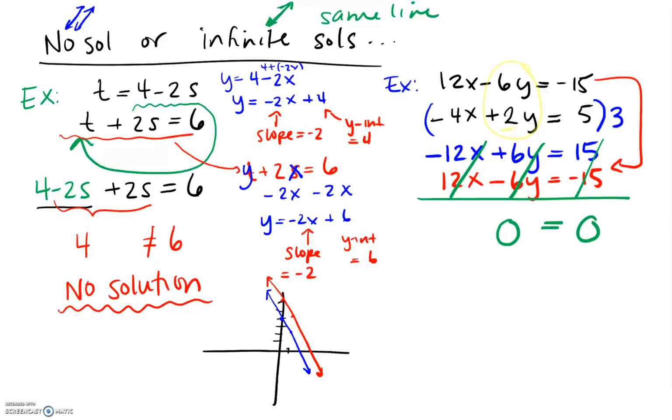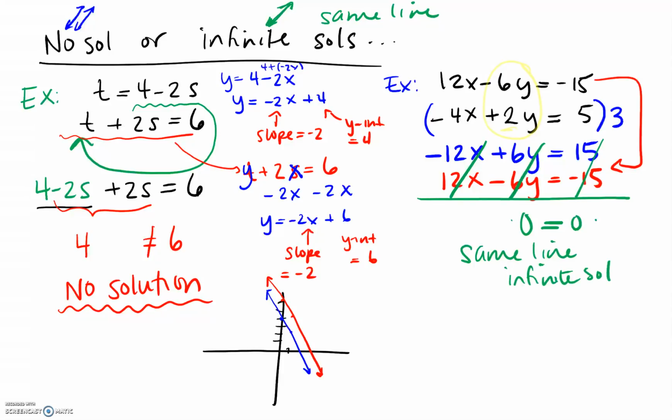What is happening, right? What? That's a crazy face. What in the world is going on? Since this statement is actually true, this equal sign is true, this is telling us that basically any solution to the first equation is also a solution to the second equation. This tells us that there are infinite solutions. So they're the same line, and we have infinite solutions.